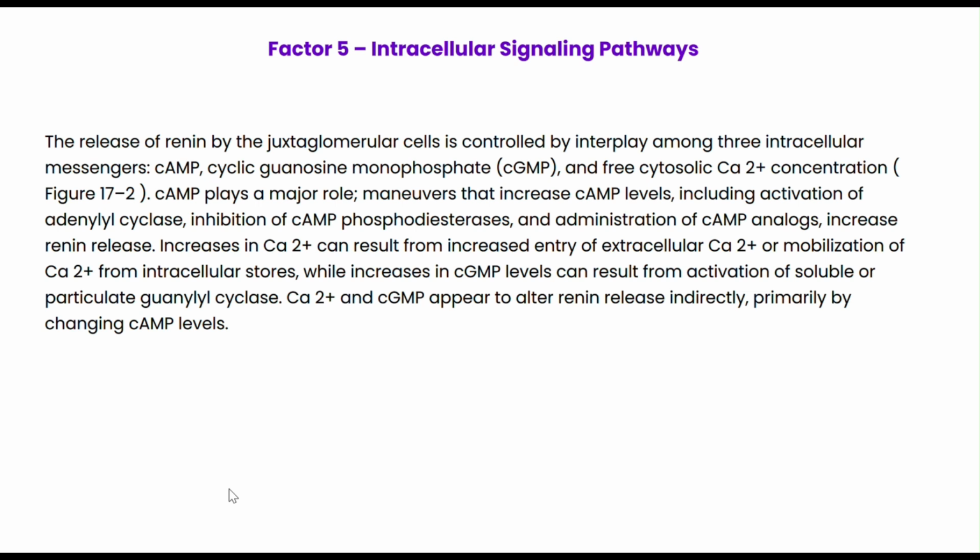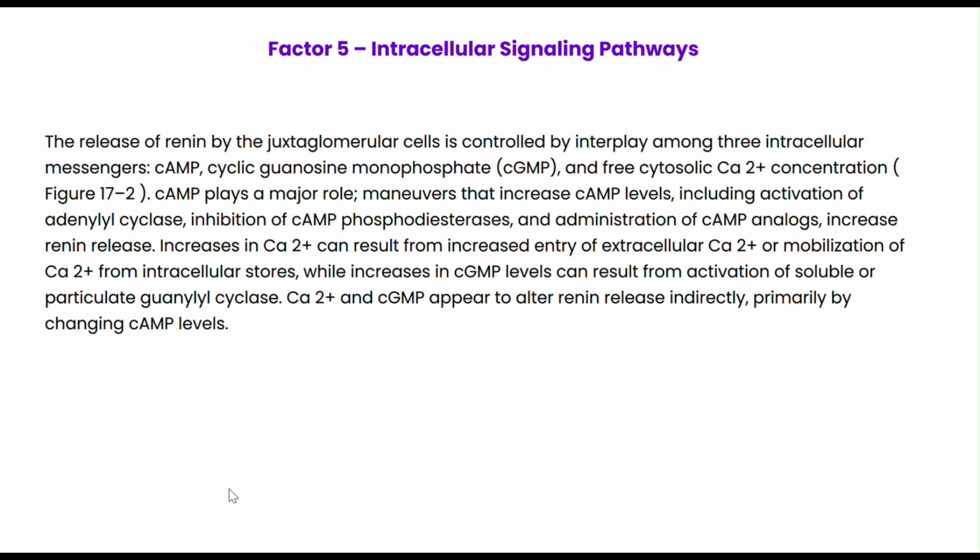This can happen through activation of the enzyme adenylyl cyclase, which actually produces cyclic AMP. Alternatively, drugs like phosphodiesterase inhibitors prevent the cyclic AMP breakdown, leading to higher levels and more renin secretion. Imagine cyclic AMP as a delivery app. The higher its activity, the more active renin is delivered to the bloodstream to handle the blood pressure issues.